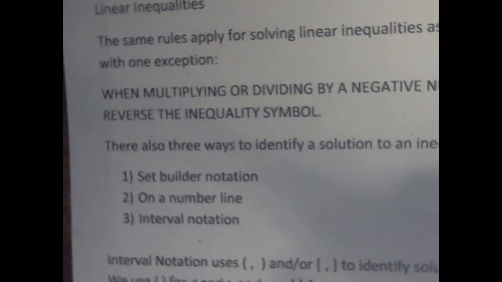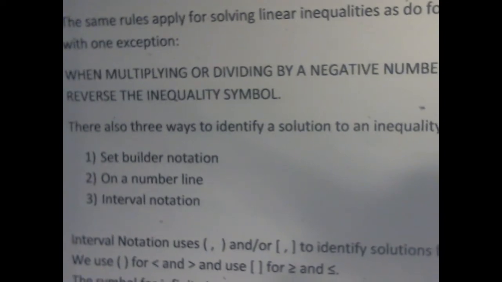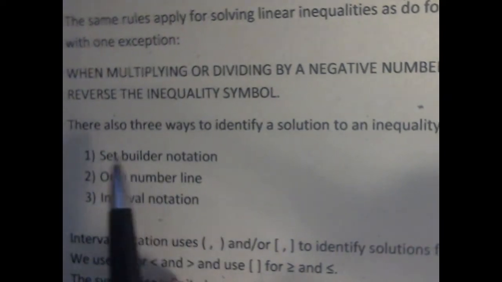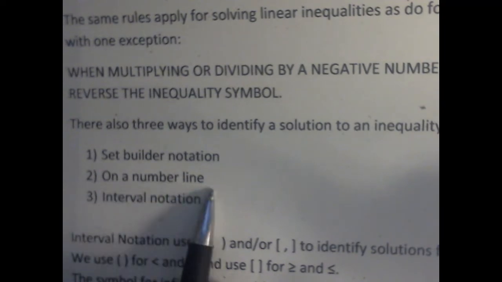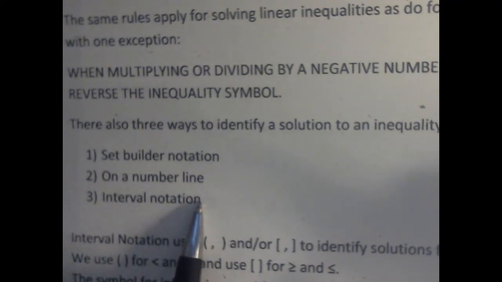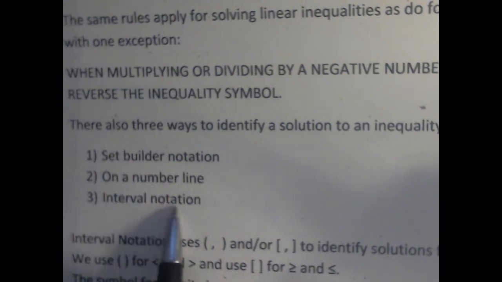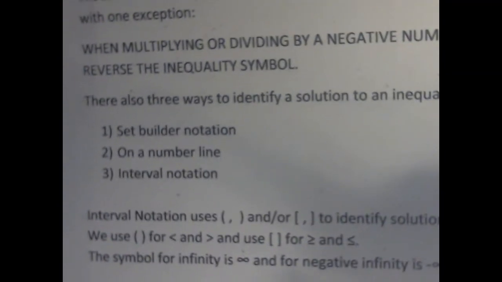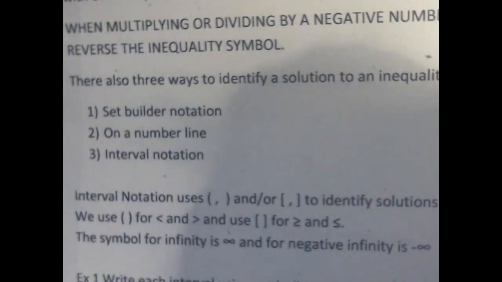Before we solve, we're going to look at 3 ways that you're going to be asked to identify a solution to an inequality. One is what we call set builder notation. The second would be on a number line, and the third would be interval notation. The first 2 don't seem to cause students a lot of problems. Sometimes interval notation does. Interval notation is a way to give answers that lie between 2 values.